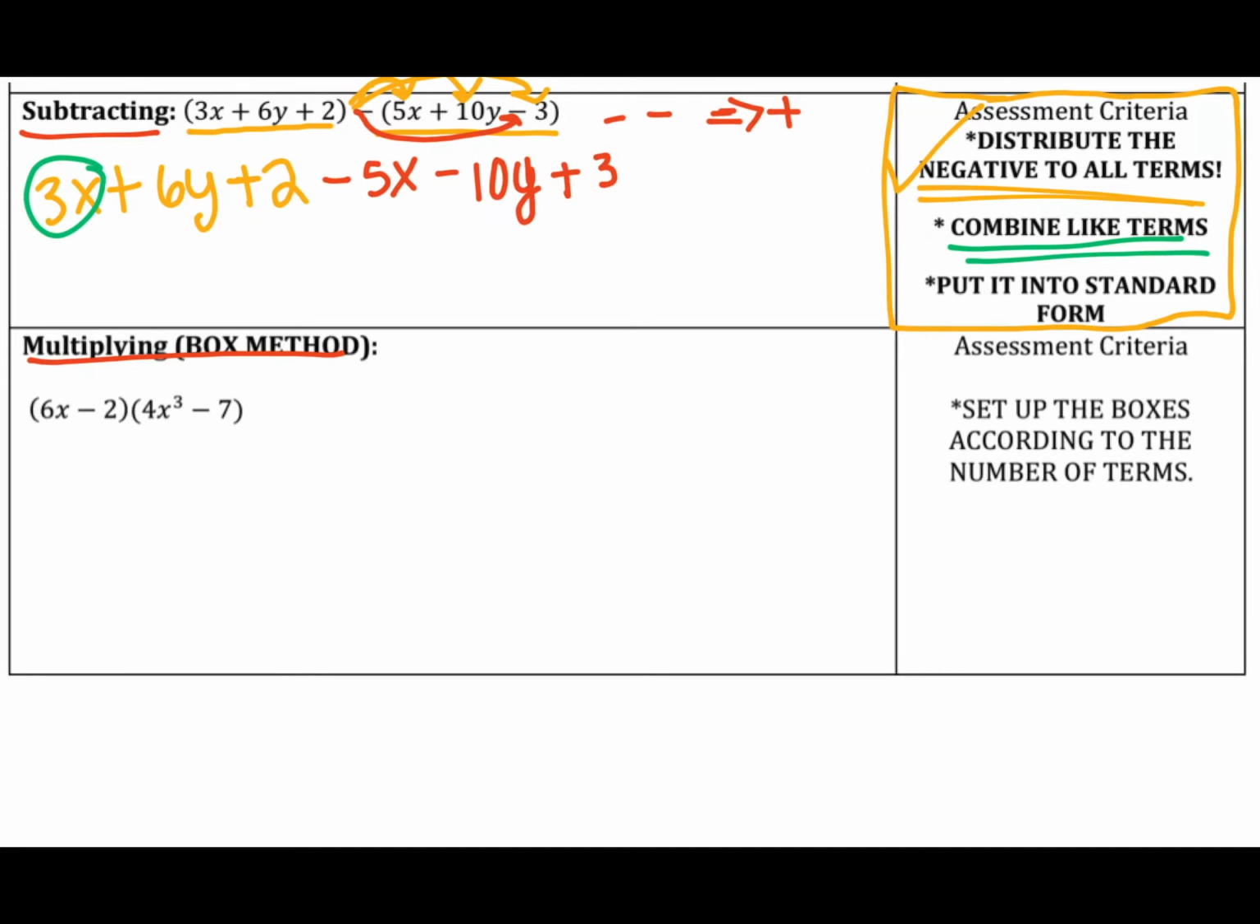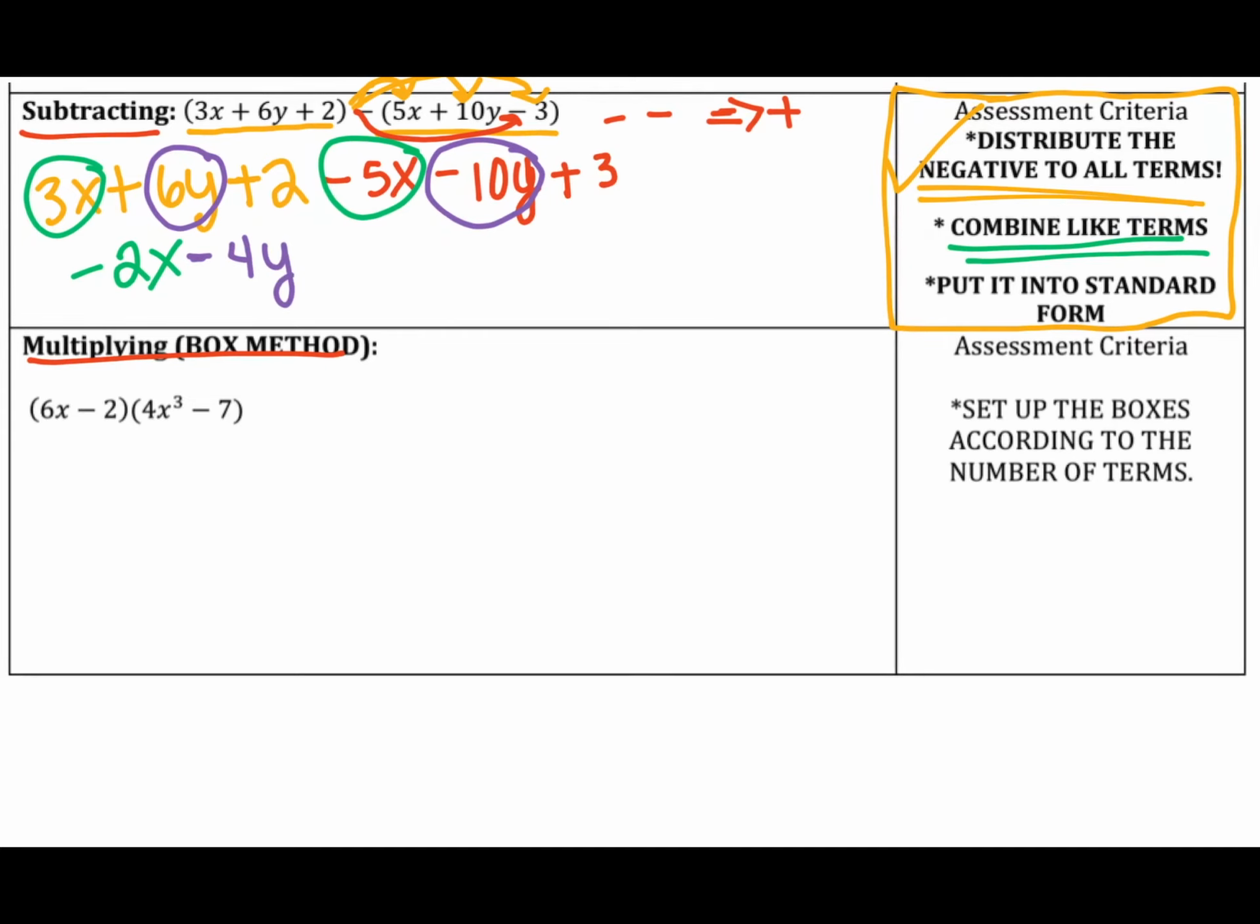So the 3x will combine with the minus 5x. And what is 3x minus 5x? That's going to give us, since the 5 is larger than the 3 and we're subtracting, negative 2x. And let us keep going. All right. Let's now subtract the 6y and the negative 10y. And since the 10 is greater than the 6, we're also going to end up with a negative 4y.